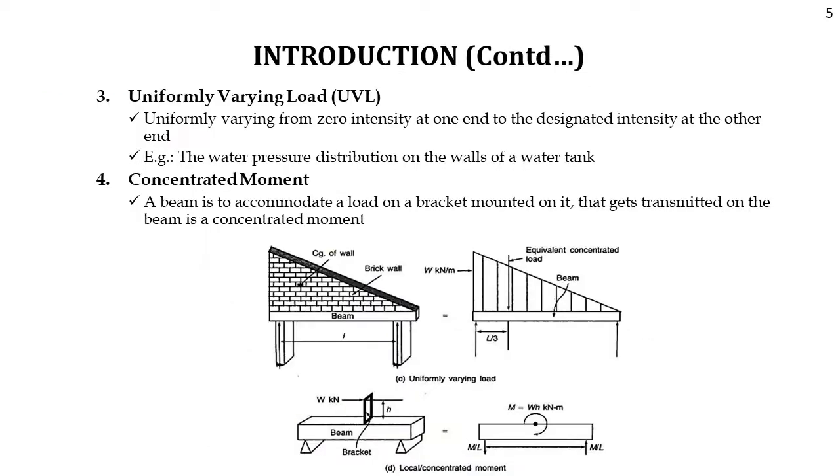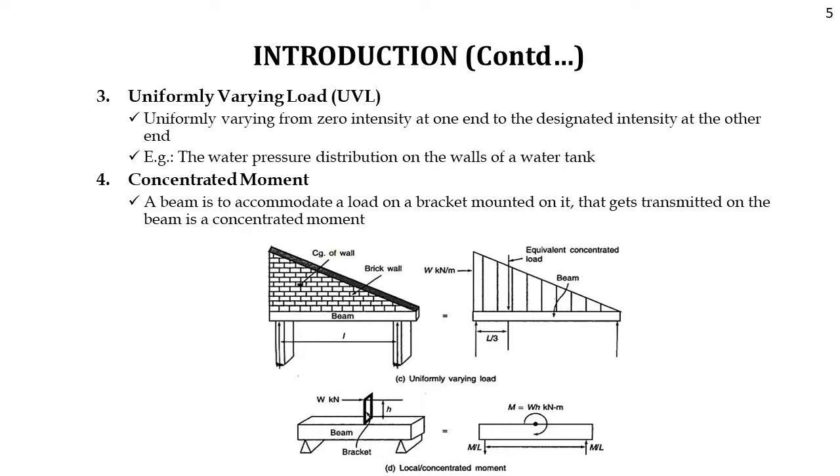And the third one is uniformly varying load or UVL. This type of load varies uniformly from zero intensity at one end to the designated intensity at the other end. Example, the water pressure distribution on the wall of a water tank. As you can see from this figure, it is a beam which is subjected to a triangular block of brickwork. Here also an equivalent concentrated load is to be used while dealing with this load. In this figure, W kilonewton per meter UVL is acting on the beam of length L.